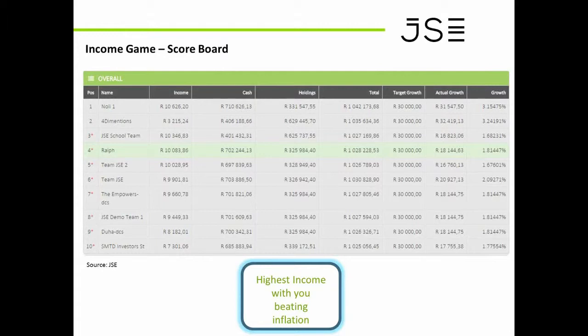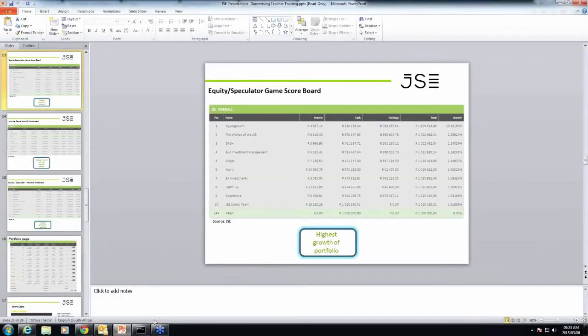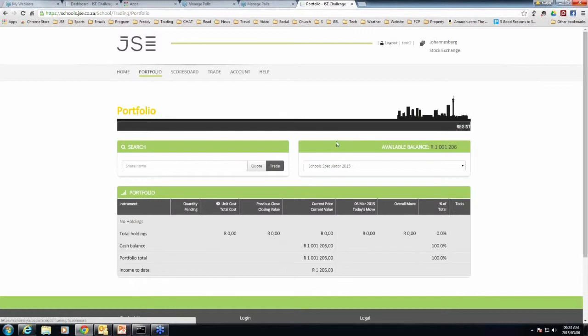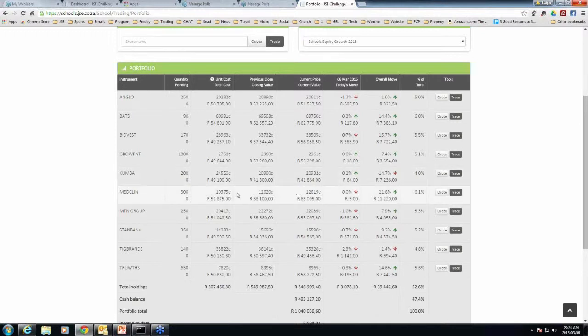There's a question, could you briefly cover the growth portfolio and how it's calculated? So if we look at the growth portfolio, let's take it to the live account right now. If I go to the growth portfolio, I click on portfolio and under growth. Basically, the growth portfolio is all about your companies going up in price, and the team that generated the most money from the overall move will be in position number one.